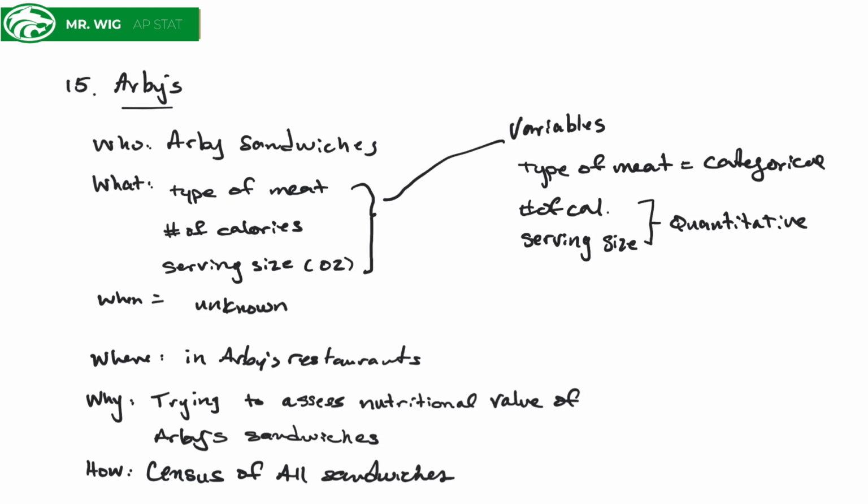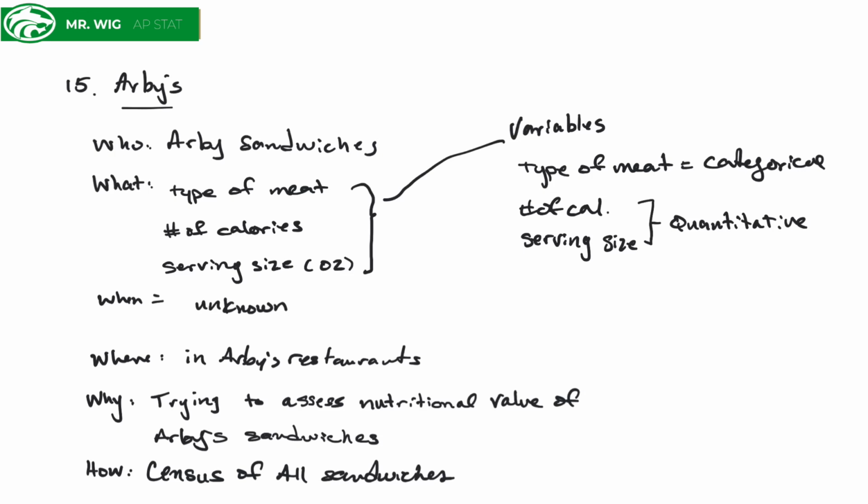Why? This was something where you may have to infer from what was going on. They may not directly tell you, but a lot of the time the purpose of the study is pretty clear. They're trying to assess all the nutritional values from all the different menu sandwiches that Arby's has. And then how did they do this? Well, they took a census because they have every sandwich off of Arby's menu. So it wasn't a sample. They took all of them, right? And that's what we consider a census. They would have just looked it up in records or something of that nature.